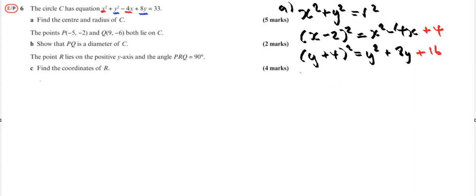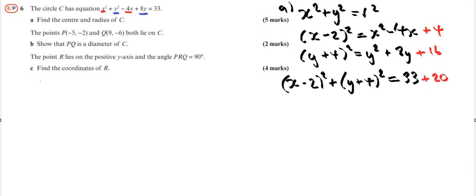Right. So now, if I write x minus 2 squared plus y plus 4 squared, that's equal to 33. But I've added these two extra things on, so I've got to add another 20 to balance that out. Because I swapped x squared and y squared for these, they generated an extra 20 with those constants being squared at the end.